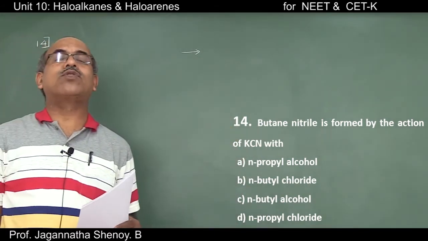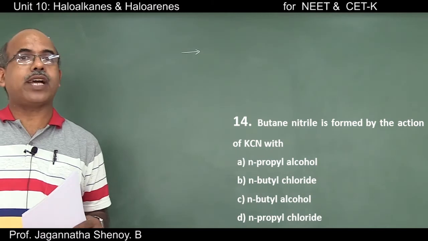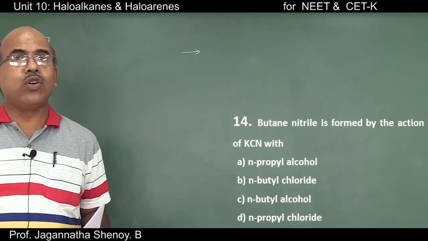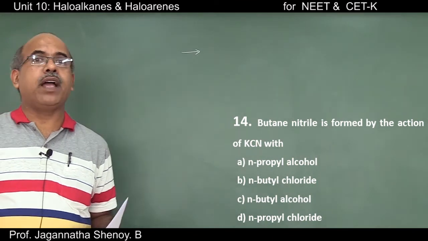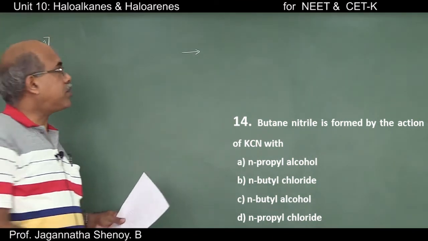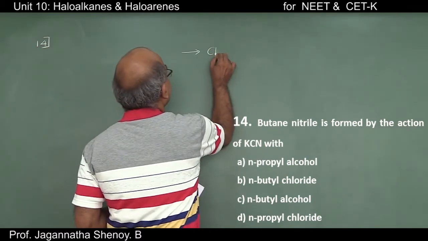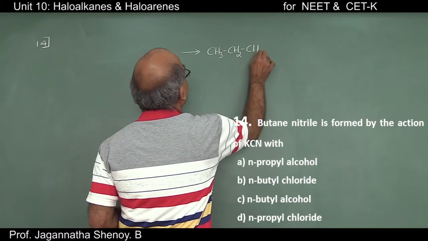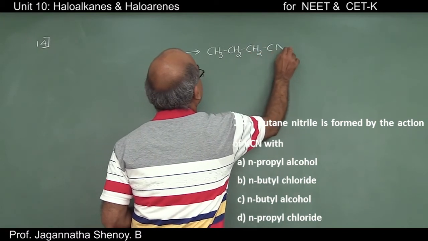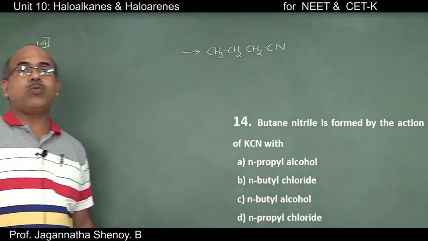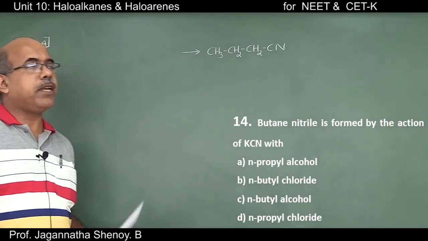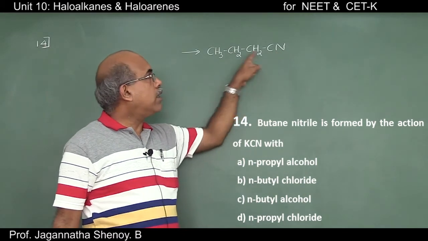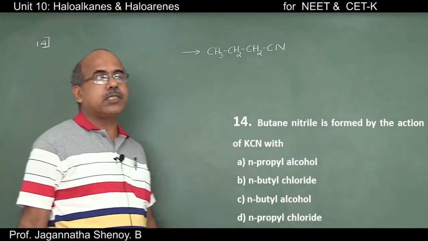Very commonly students go wrong in writing the structure of butane nitrile. Remember, here, including the carbon atom of the CN group, there must be 4 carbon atoms. Or in other words, I can write this as CH3, CH2, CH2, CN. So this is butane nitrile. I repeat, including the carbon atom of the nitrile group, there must be 4 carbon atoms.